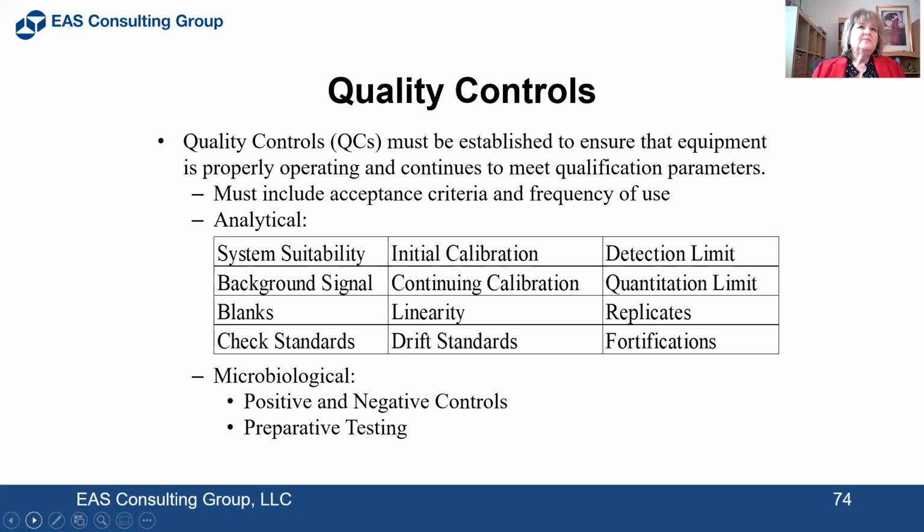Quality controls must be established to ensure that equipment is properly operating and that it continues to meet its qualification parameters. It must include acceptance criteria and the frequency of use. Some examples of analytical quality controls would be system suitability, blanks, linearity, detection limits, quantitation limits. For microbiological, you would use positive and negative controls and preparative testing.